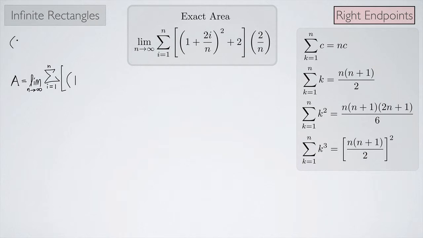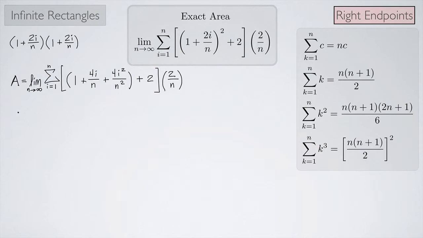So here, I'll write this out up here so this doesn't get too confusing. I'm doing 1 plus 2i over n times 1 plus 2i over n. Okay, so I just did 1 times 1, that gave me 1. Now I have 1 times 2i over n plus 1 times 2i over n. That's going to be 2i over n plus 2i over n, or 4i over n. So that'll be my next term, 4i over n. And then lastly, I have 2i over n times 2i over n. That's 4i squared over n squared. Okay, that was plus 2, and then all of that was times 2 over n.